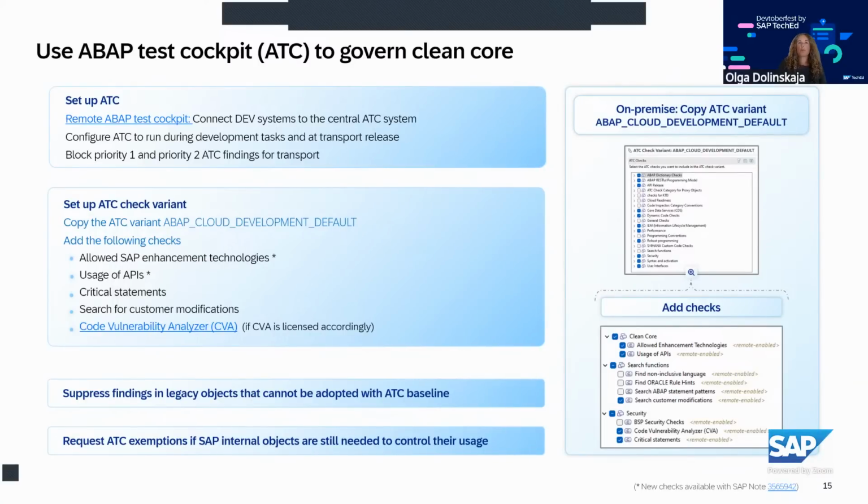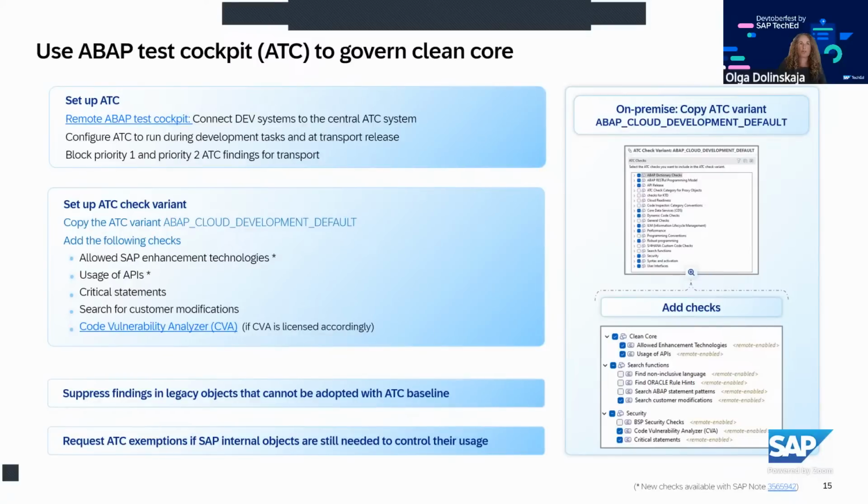The recommendation for the ATC check variant for the clean core is as the following. Take as a template the ABAP Cloud Development default check variant, which contains the general checks which are recommended for ABAP Cloud development, and add the following checks which will control usage of modifications, usage of implicit and explicit enhancements, and which control the usage of SAP APIs in your code, like released and classic APIs.